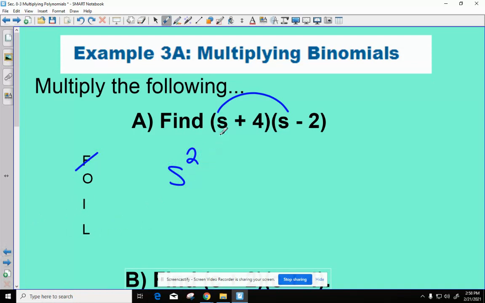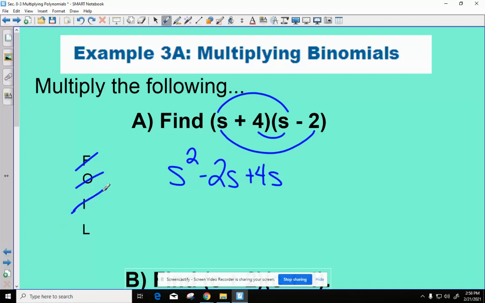The O stands for outers, that would be S and a negative 2, so that will be negative 2S. Got the outers taken care of. The I stands for inner. That's those two right there, so a 4 and an S, that would be a positive 4S. Got the I's taken care of.